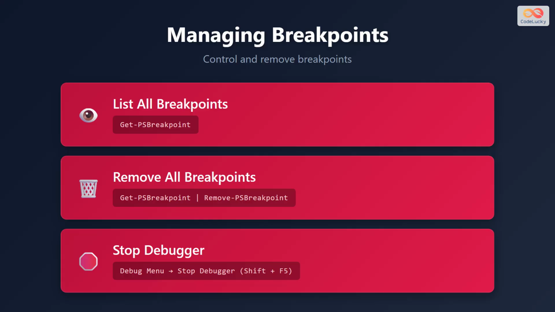To stop the debugger and exit debug mode, use the debug menu and select Stop Debugger or press Shift+F5. Remember, you must stop the debugger before you can edit your script again.